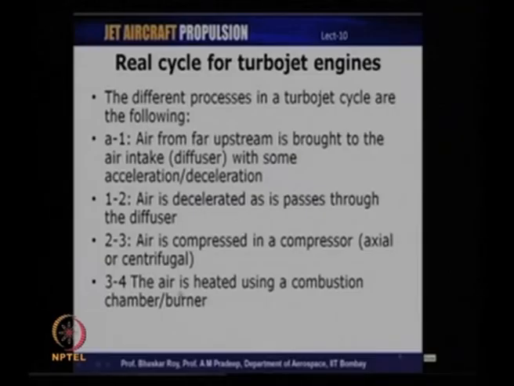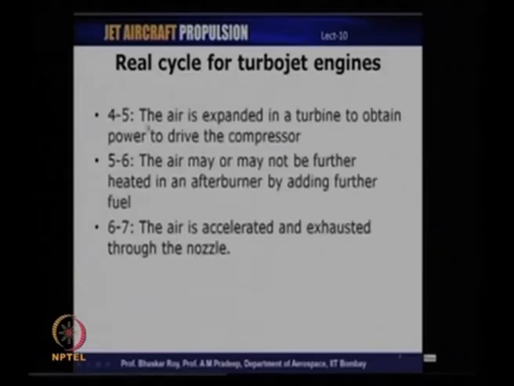3 to 4 is where air is heated using a combustion chamber or a burner. 4 to 5 is expansion through a turbine, which generates the work output to drive the compressor. 5 to 6 is the afterburner, which may or may not be present, and 6 to 7 is where the air is accelerated and then exhausted through the nozzle. So, basically the expansion is completed when it passes through the nozzle. All these processes we can now represent on a cycle diagram.